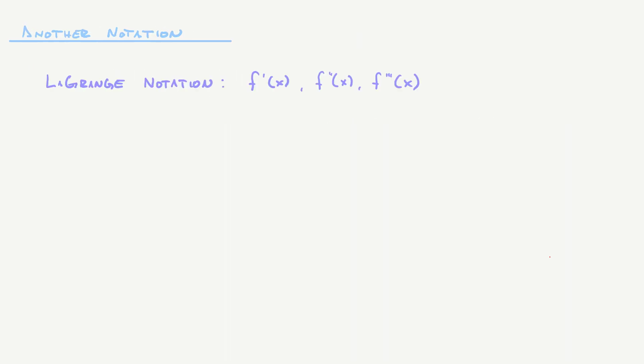The thing I want to end this video on is just a quick difference of notation. So this entire time we've been using what's known as Lagrange notation. That's the f prime of x, f double prime of x, f triple prime of x, and these are higher order derivatives, which our next video is going to be over. So we're going to talk about that really soon.